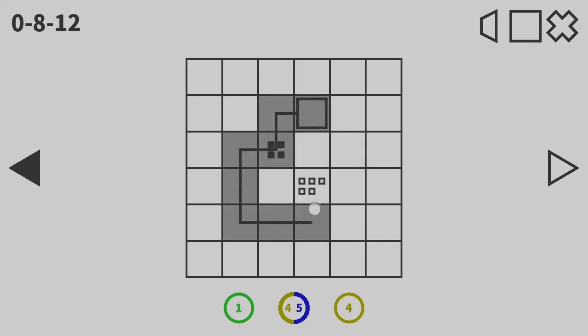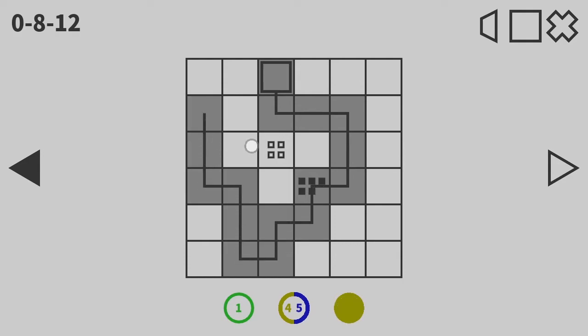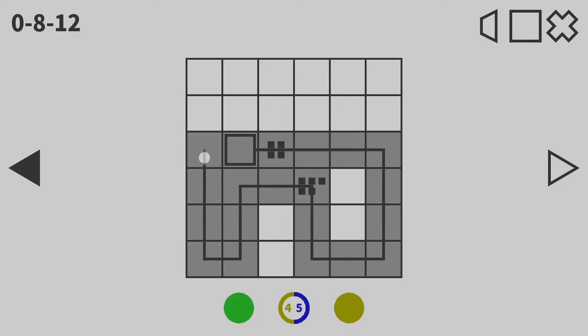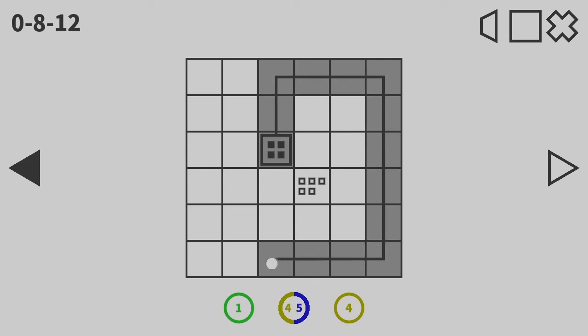understand something. 1, 2, 3, 4, 1, 2, 3, 4, 1, 2, 3, 4. Am I miscounting? No.